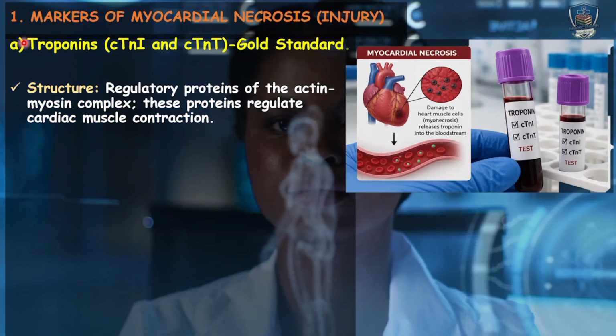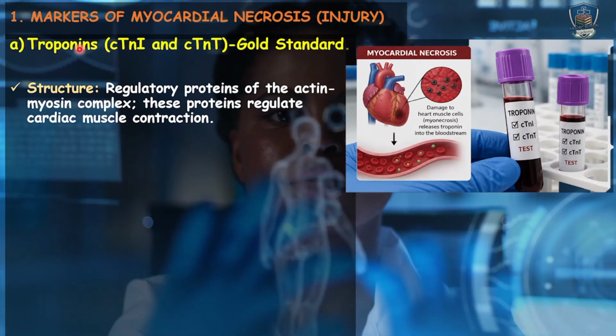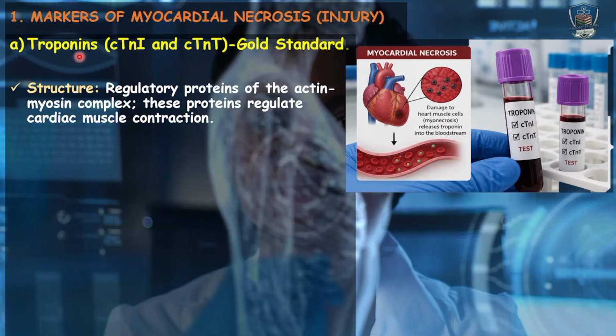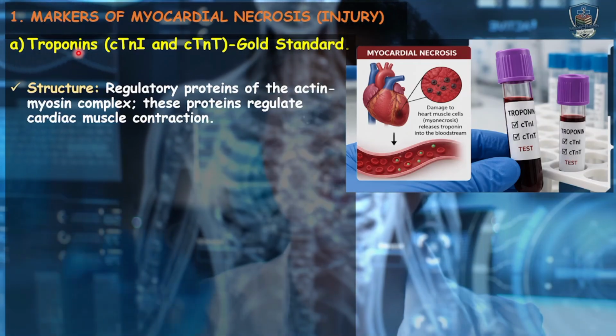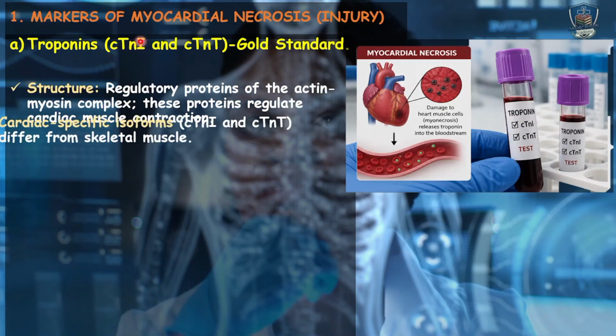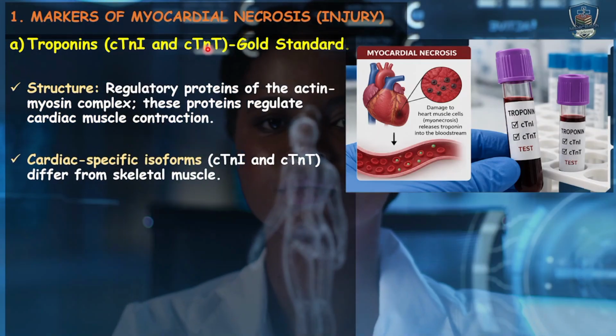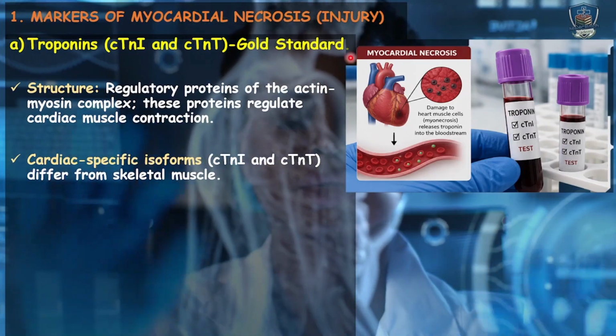So we're going to begin with the first one, the first common or popular one that you have to know. The first one that is commonly set in exam is called troponin. We have two types of troponin: the cardiac troponin I and the cardiac troponin T. These are always the gold standard when it comes to cardiac biomarkers.